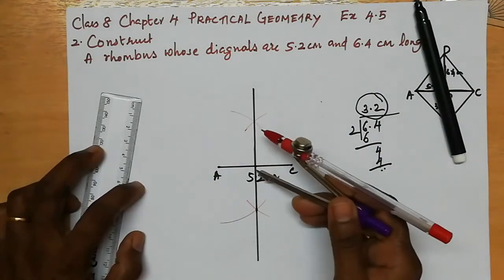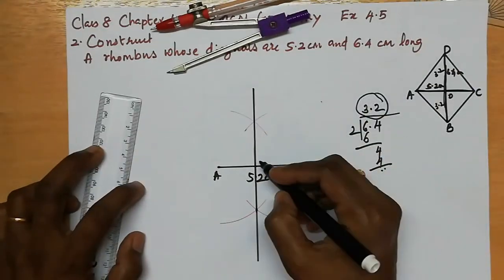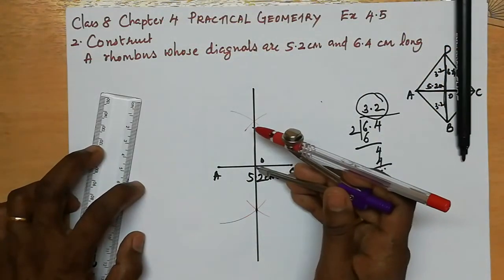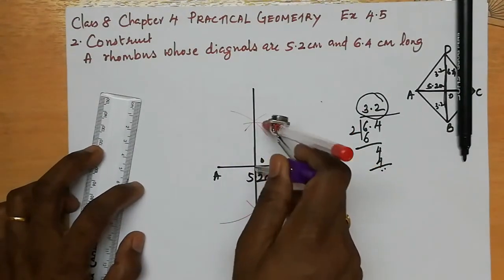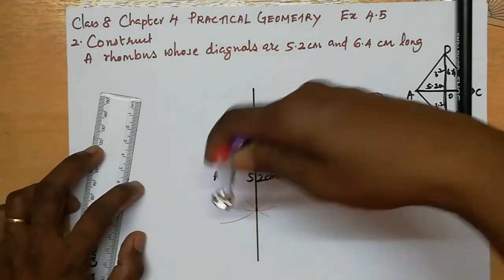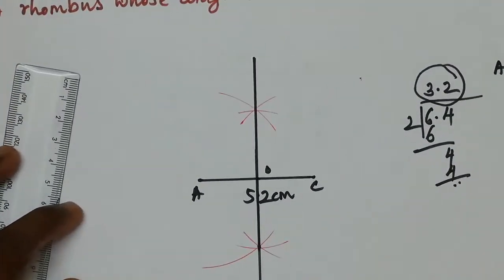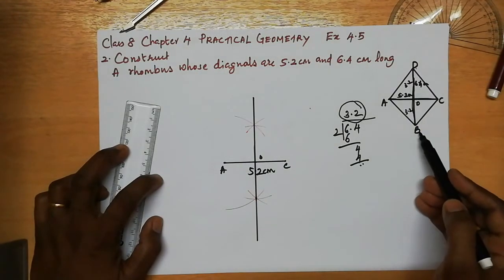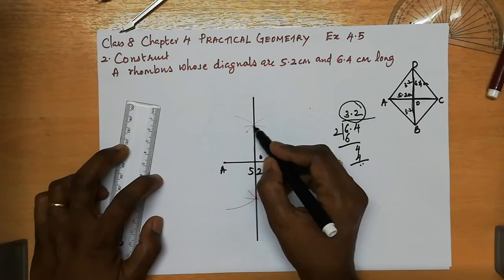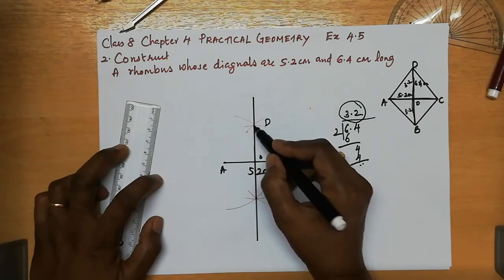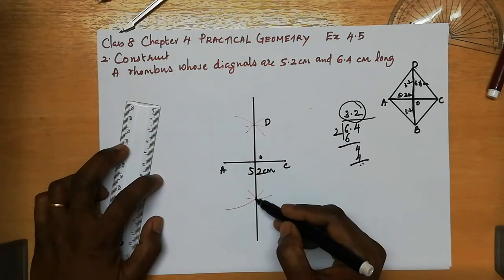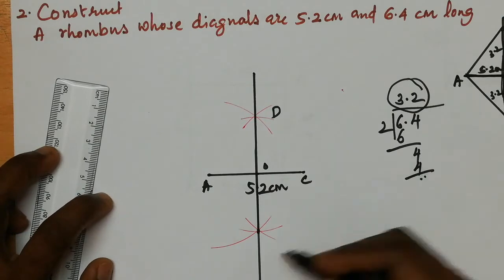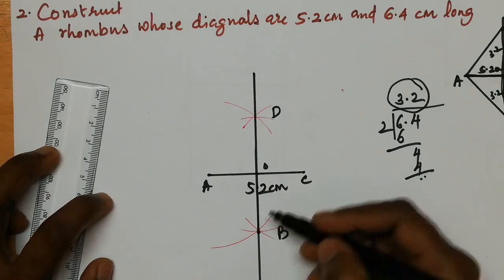Then pointing at O, make an arc up and down. Now we find the points D and B. This arc is D. Then down also we find another arc. Can you see that one? That is B.